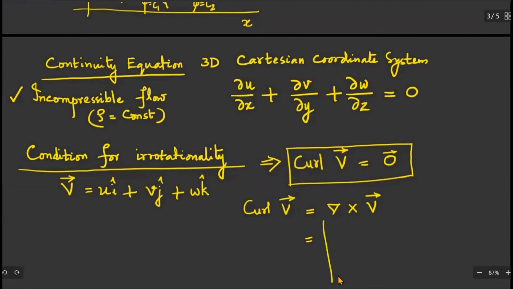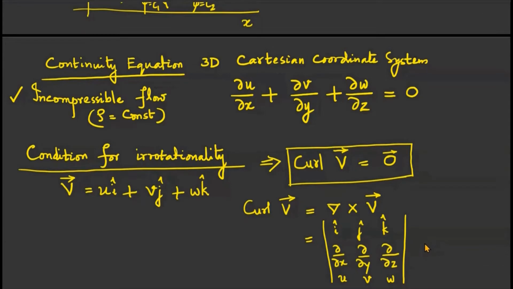Curl of the velocity vector, operationally, you can find by a 3 by 3 determinant. The cross product of two vectors is also a vector. So the first row has i, j, k, then the coefficients in the del operator, that is del by del x, del by del y, del by del z, then the velocity components u, v and w. Just operate this 3 by 3 determinant. So this is how you find out the curl.